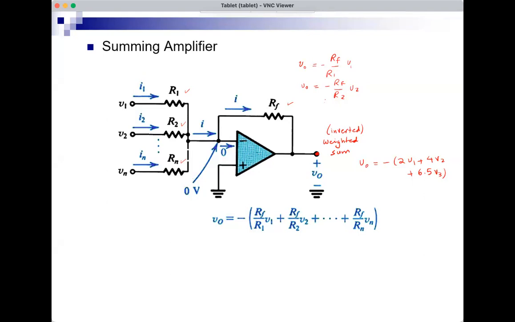And it's not a simple sum, it's weighted. I can make it just a sum. I can make it V1 plus V2 plus V3 if I make R1 equal to R2 equal to R3. But this is more general. I can come up with a weighted sum expression for the output. And there is a minus sign here, but I can easily get rid of it. I can use maybe another op amp to just invert, and then I get rid of the minus sign.